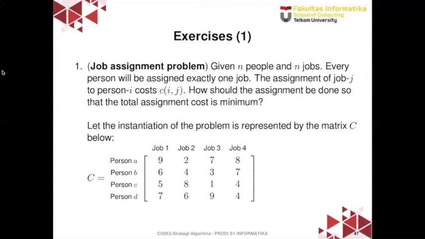So here, job assignment problem, we are given n people and n jobs, where every person will be assigned exactly one job, and the assignment of job J to person I costs Cij. And the question is, how should the assignment be done so that the total assignment cost is minimum? So how many enumerations do we have for this problem?